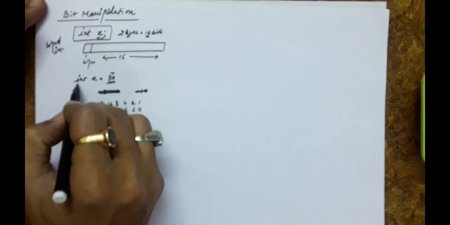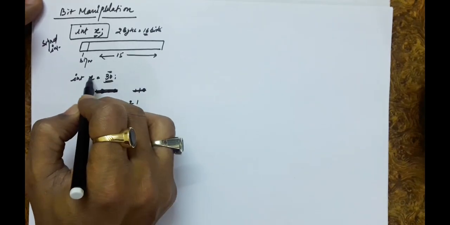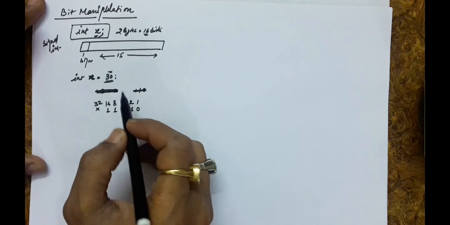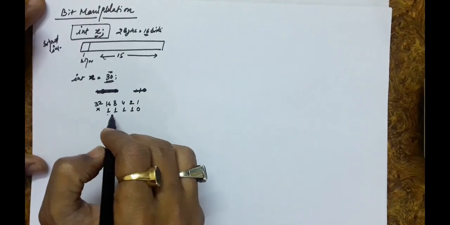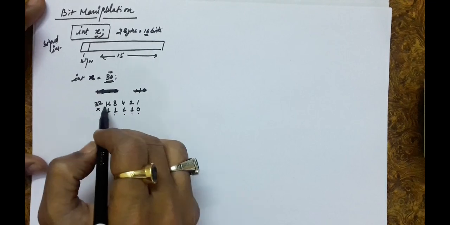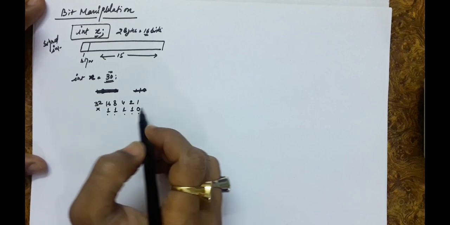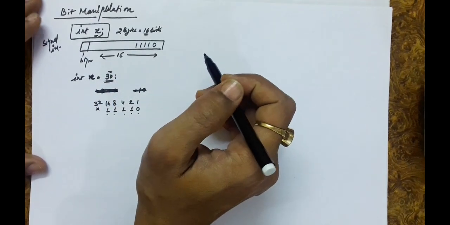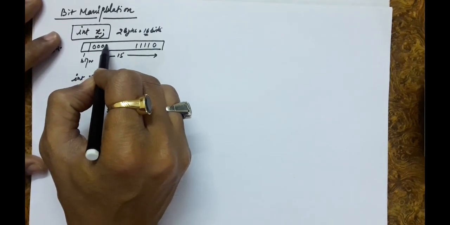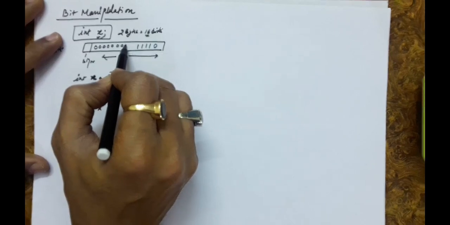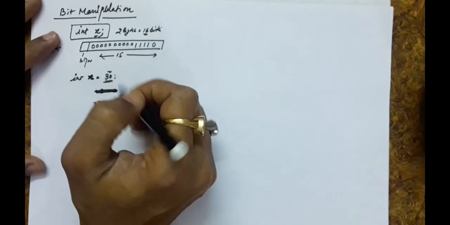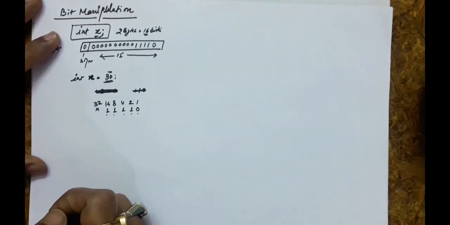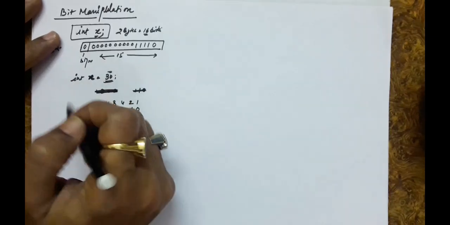If you have a declaration of the kind integer x equals 30, meaning that the data value of x is 30 or x has been initialized to 30, the binary equivalent of 30 will be 1, 1, 1, 1, 0. That is 16 plus 8, 24 plus 4, 28 plus 2, 30. If you apply the leading zeros, the number will remain the same. So 30 is represented in 15 bits, and since the number is positive, the sign bit is 0. Now if the number is negative, the sign bit will become 1.